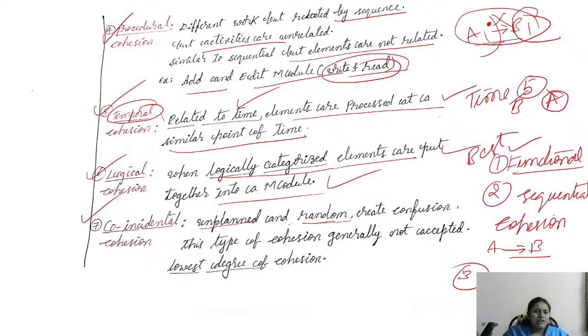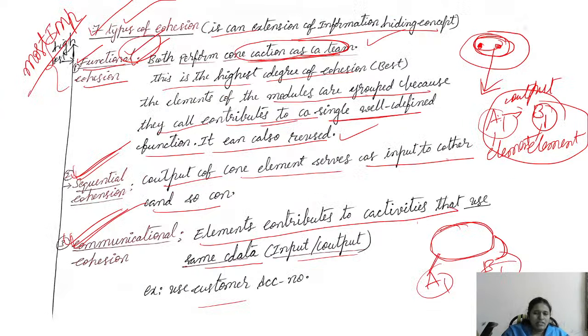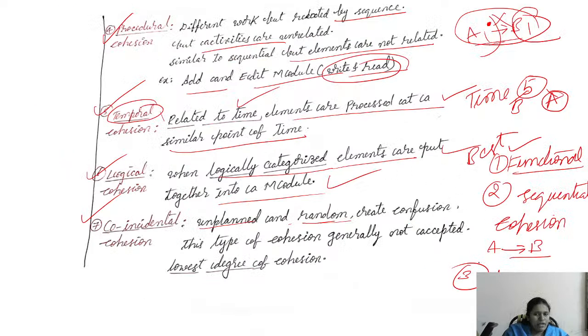Next, the third one is communicational cohesion, right? Communication means they are using the same data. They are not related, but they are using the same data. This is communicational cohesion. The fourth cohesion is procedural. They are just related by procedure or sequence.